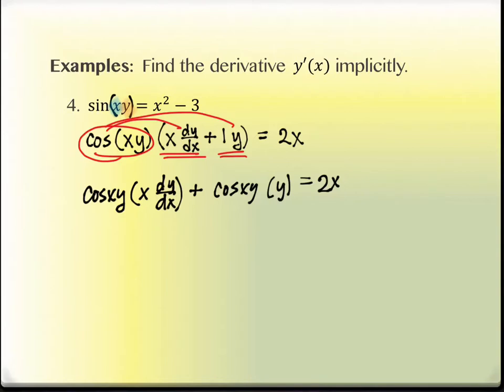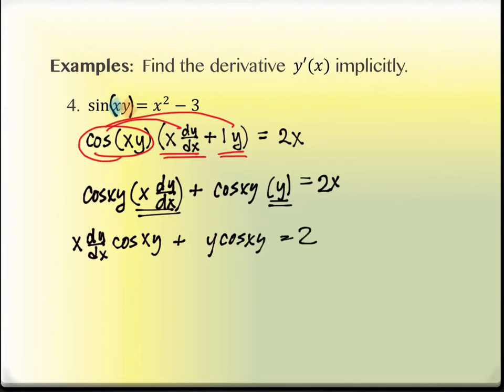It's going to look a little bit cleaner for us if we write this piece and this piece in front of the cosine, because I definitely don't want you to be tempted to multiply by the xy that's inside of cosine. So I'm just going to rewrite them in front: x dy dx, or if you want to write the dy dx at the end, you can, but I'll just leave it that way for now. x dy dx cosine of xy plus y cosine of xy equals 2x.